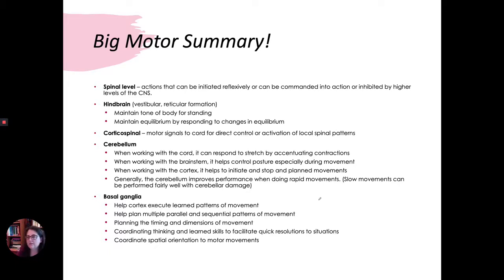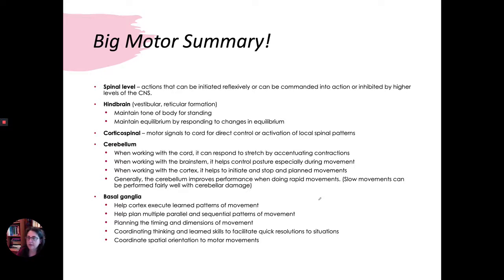The hindbrain, vestibular and reticular formation, having to do with maintenance of posture and the tone of postural muscles for standing or using your core as your framework for your extremities to function. Also helping with the maintenance of equilibrium when there's anything that perturbs your equilibrium, like with the vestibular apparatus and so on. And then we had corticospinal tracts, which are more the direct tracts from the motor cortex down to directly control either the distal extremities, or to activate spinal patterns that are already hardwired, like the walking pattern or any of those other sorts of things.